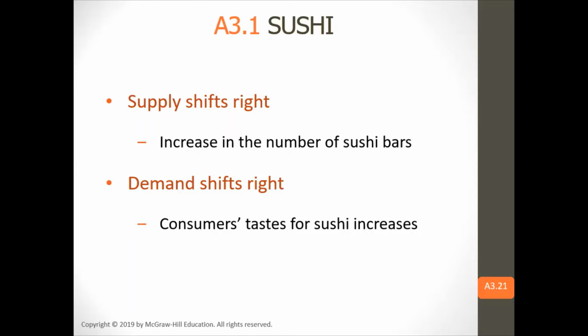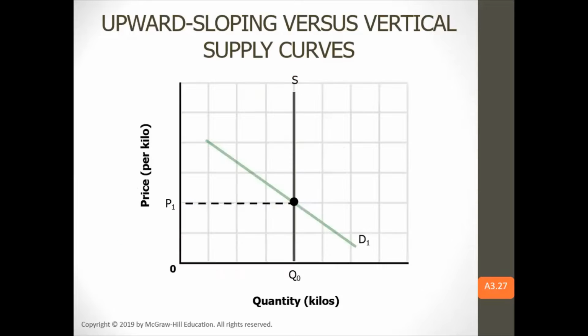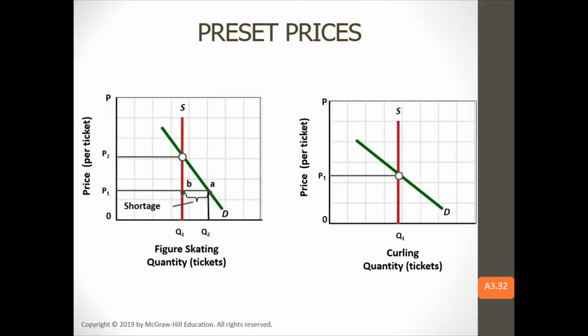Supply shifts right for sushi if there's an increase in the number of sushi bars, and demand shifts right if consumers' taste for sushi increases. So those are some of the situations there. I'm just gonna go through.